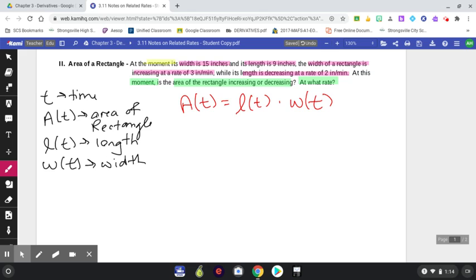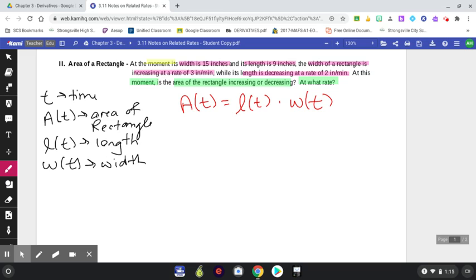And it's asking me about, at this moment, is the area of the rectangle increasing or decreasing? At what rate? Well, if the area is increasing or decreasing, I'm looking to determine if the derivative of the area, A prime, is positive, that means the area is increasing, or if the derivative of the area, A prime, is negative, that means the area is decreasing. So this goes back to the first derivative test that we've been talking about. At what rate means I want to know what numerical value, at what rate is that area increasing or decreasing. So if we're talking about a rate, we must find a derivative.